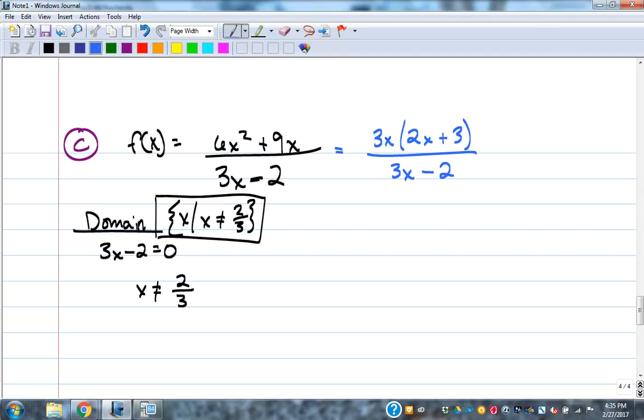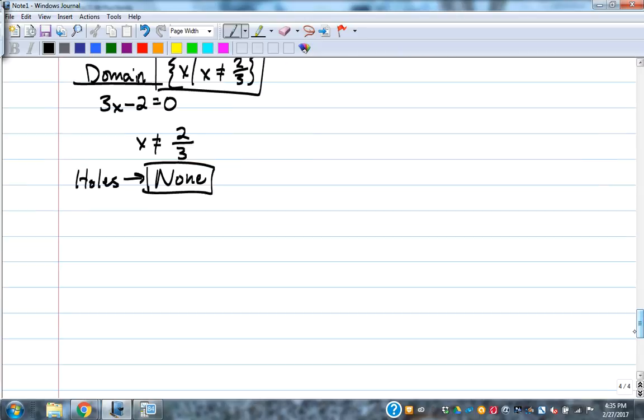So no cancellation. So what's that mean about the holes in the graph? None. That sure makes things easier. Vertical asymptotes. Nothing canceled out, so what are they going to match? They'll match your domain, right? Vertical asymptote at x equals 2/3.